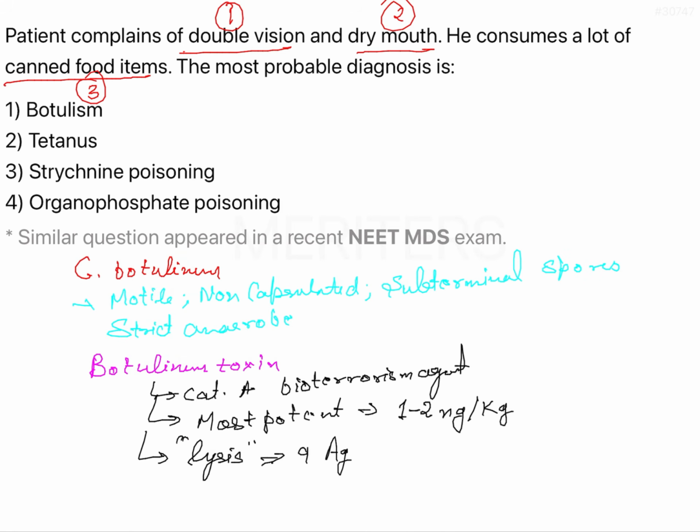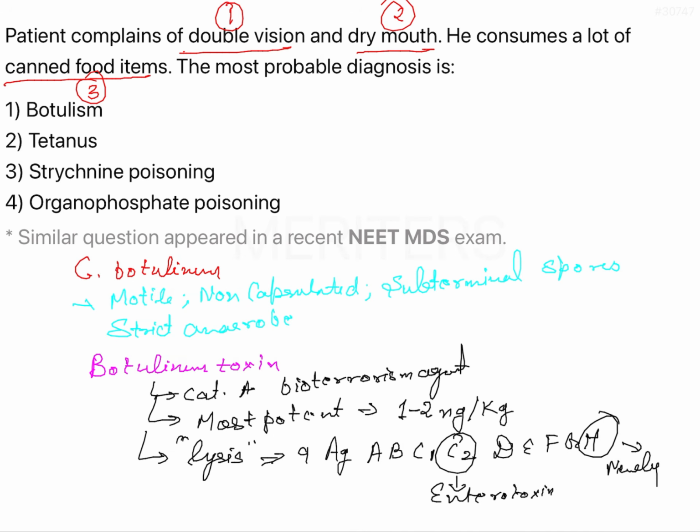There are basically 9 antigenic types, and out of these A, B, C1, C2, D, E, F, G, H, C2 is going to be your enterotoxin. Now this H is actually newly added. So sometimes they can ask which of the following is a newly added antigenic type of the botulinum toxin. So H is newly added. All others except C2 are neurotoxins. So these are certain very important features of this botulinum toxin.